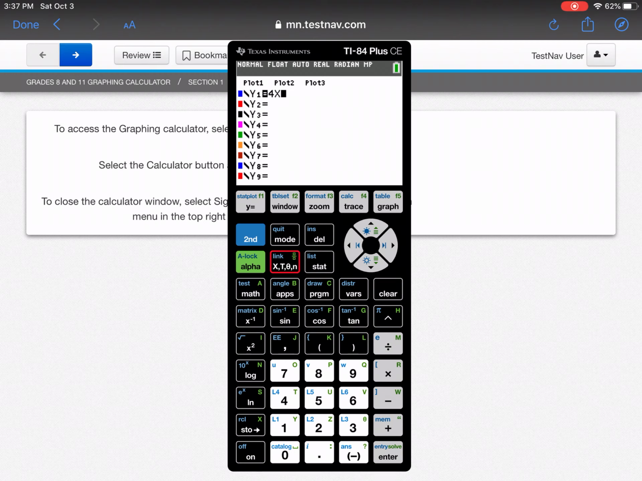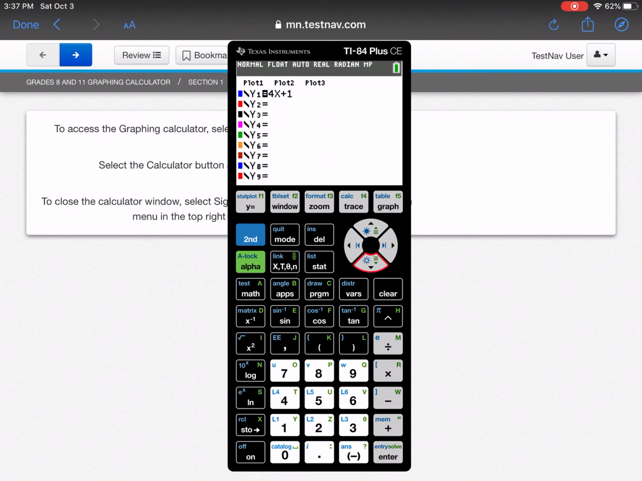It's green. You can see now it's highlighted in red. Press that. You have x, t, theta, and n. That'll give you x. And then plus 1. And our second equation is y equals 1/2 x plus 8.